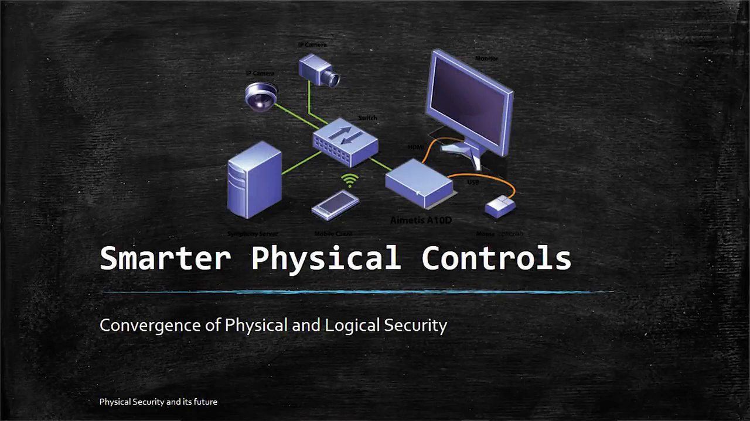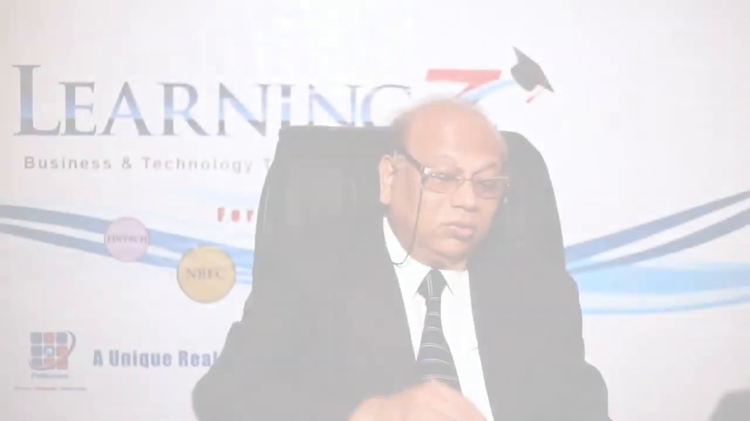Then comes the area where you look at smarter physical control. We've talked about automated physical controls. You need to now think of smart physical control, which is beyond that stage. This involves a convergence of physical and logical security. So it's a combination of these things, so that it's smarter.